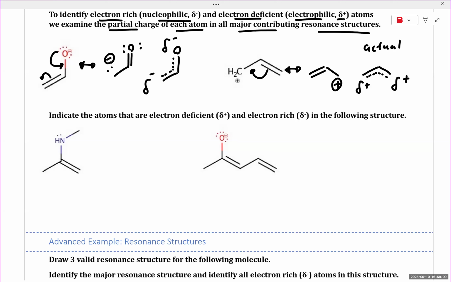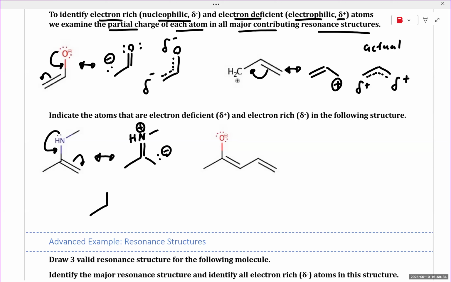Okay, so in this first case, we have a lone pair next to a pi bond. So we can redistribute our pi electrons by kicking the lone pair down, forming a new pi bond, and generating a new lone pair. This in turn gives us the following resonance structure. And this structure is a contributor, though it's not as major as our original structure.